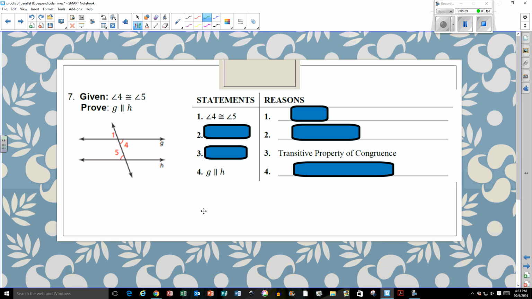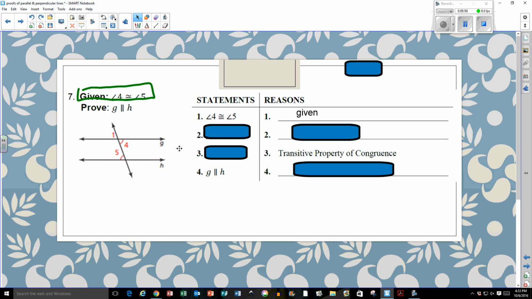So let's see. They want me to prove that these two are parallel. So please pay attention to this, okay? This is not hard to do. You always start with what's given, okay? So I put angle 4 is congruent to angle 5 because it is given.